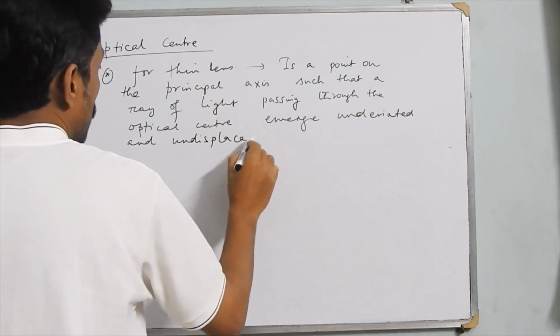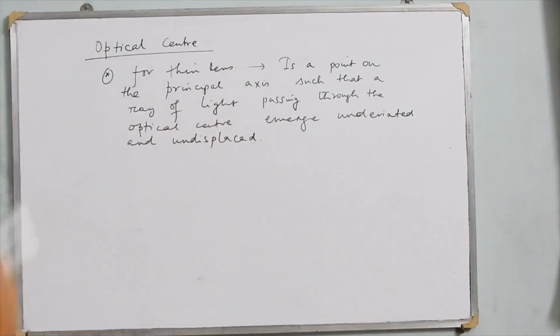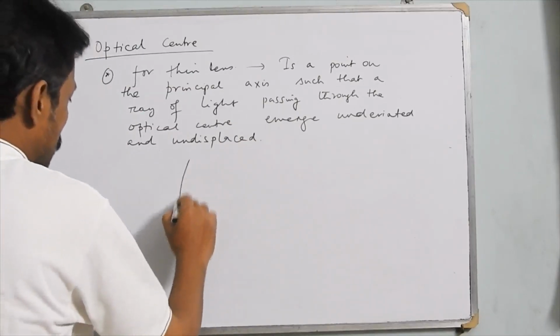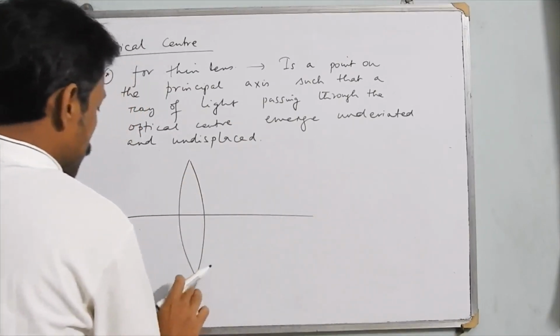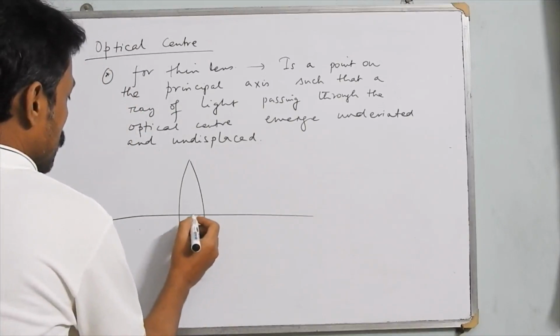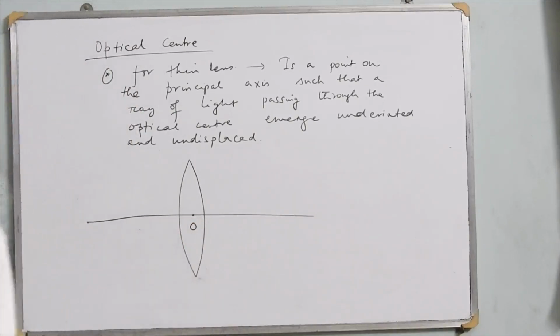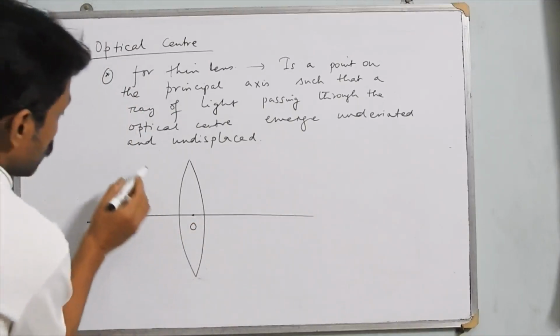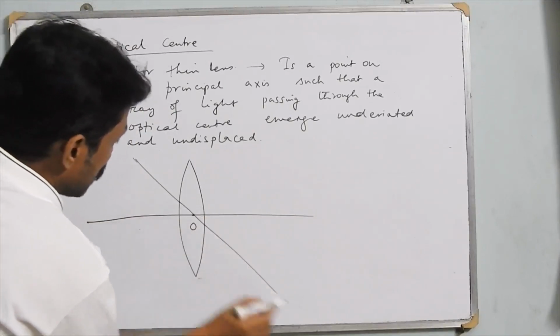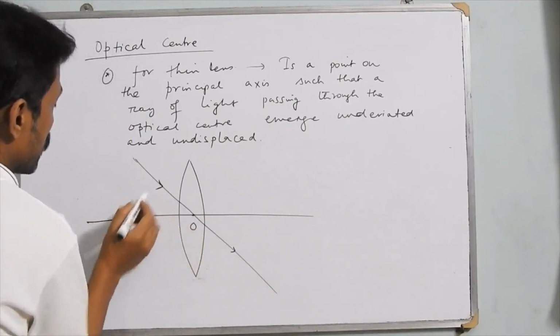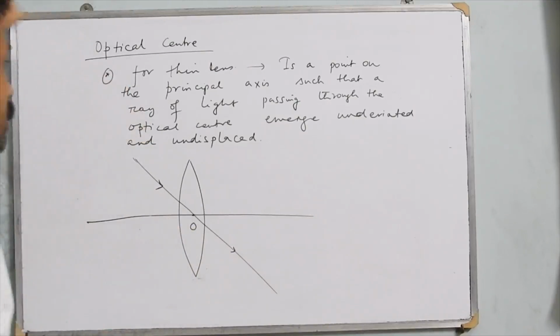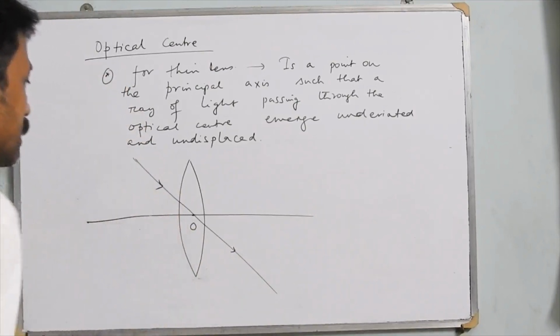That means there is no lateral displacement of that particular ray once it emerges out of the lens. So for a thin lens, suppose this is the thin lens and this is the principal axis, and this is the optical center, then a ray of light directed towards the optical center will pass undeviated and undisplaced. There is no lateral displacement of this particular ray once it emerges out of the lens.